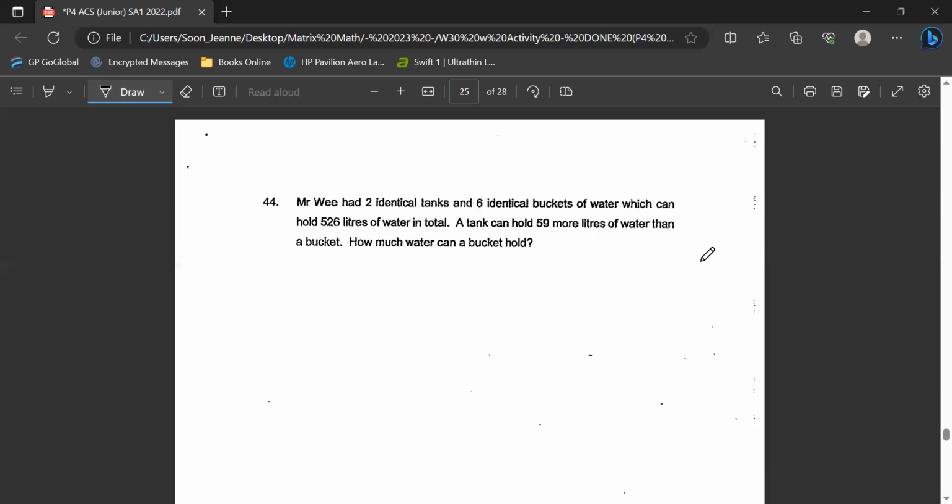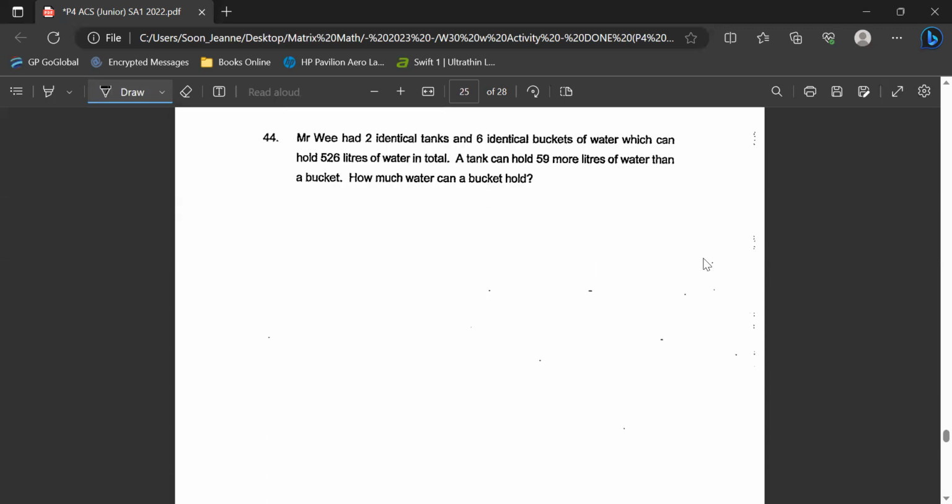So you know that if you read this, you can actually see it's a stacking model, but there will be a lot of bars to draw. So I'm just going to draw. There are 2 tanks, so I write T. There are 6 buckets. So 1, 2, 3, 4, 5, 6. But we know that the total is 526. We just bear in mind the total.